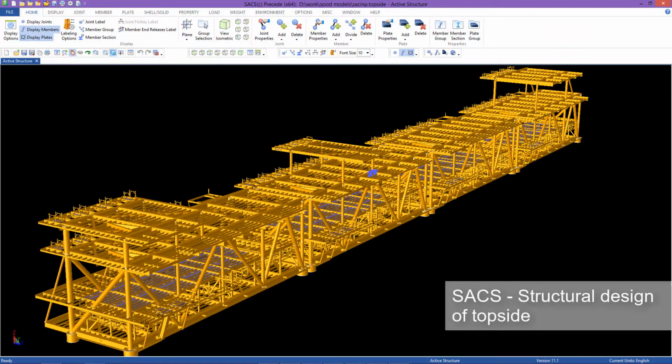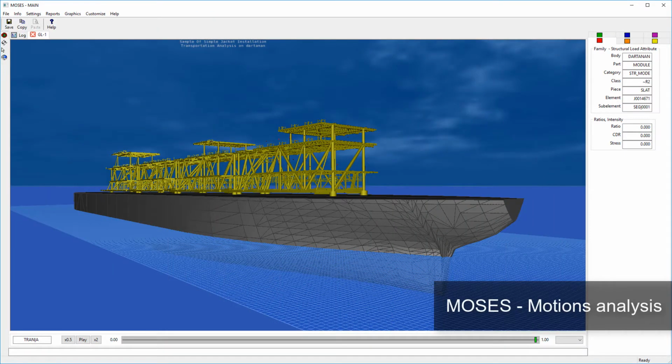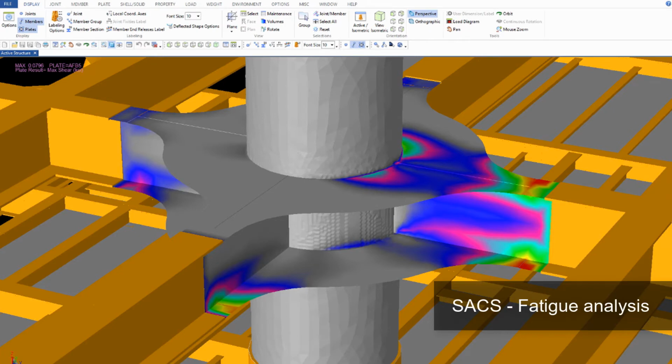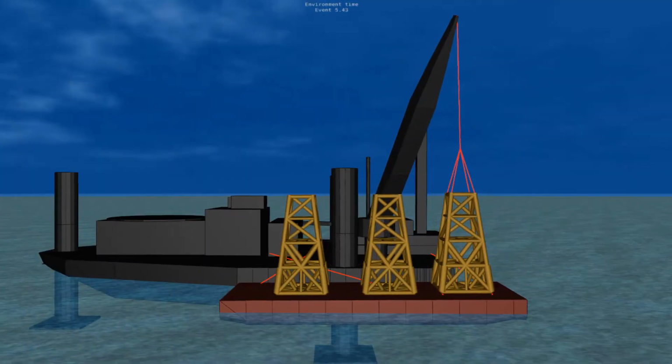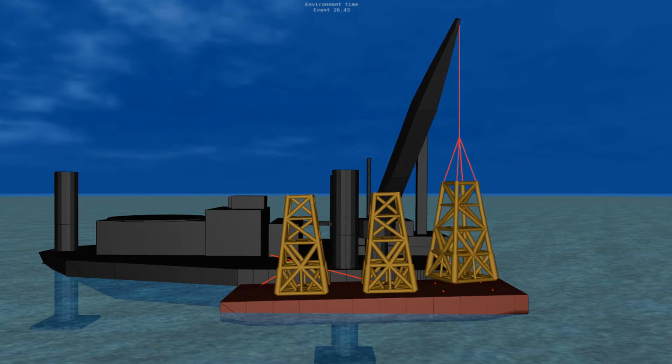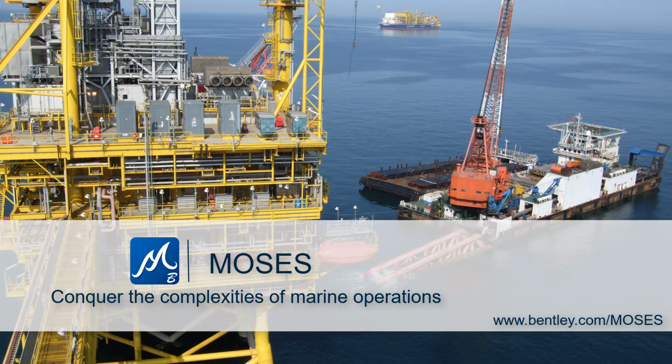Would you like to close the collaboration gap between naval architects and structural engineers working on the same offshore project? Loads computed during motions analysis in Moses can be used in the structural strength analysis in SACS. Use all these features in Moses and boost your design productivity.